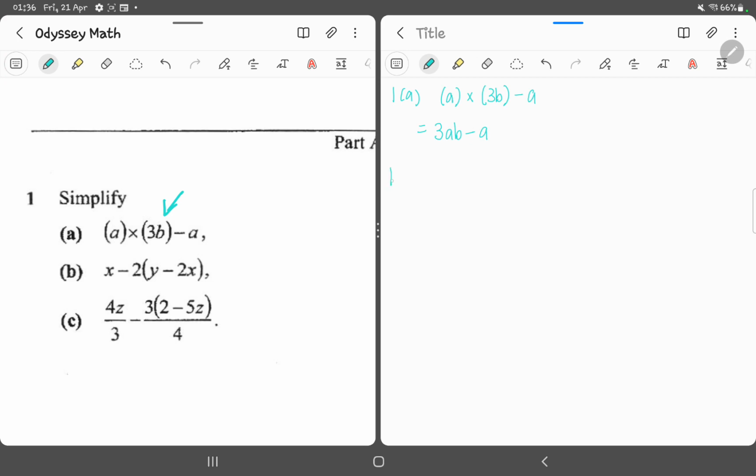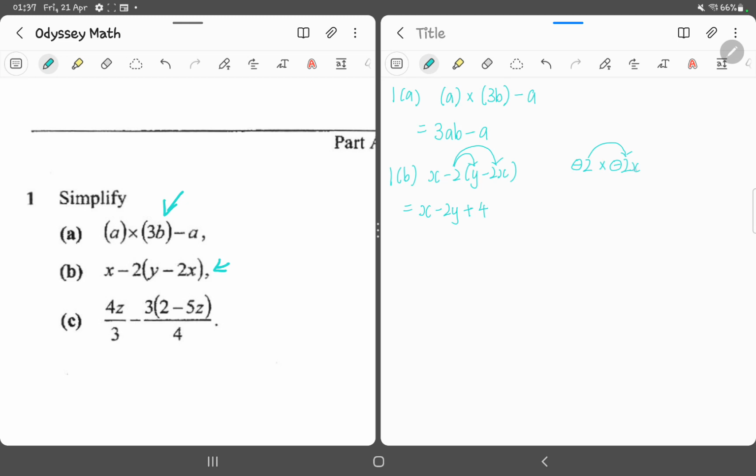So 1b. Over here we have x minus 2 bracket y minus 2x bracket. Let's write out the x. We're not going to do anything to the x. Remember, when you multiply something outside into something inside a bracket, it will be minus 2 times y. So that gives us minus 2y. And then we have minus 2 times minus 2x. So I'm going to write it out over here, minus 2 times minus 2x. Minus and minus meet, plus, 2 times 2, 4.